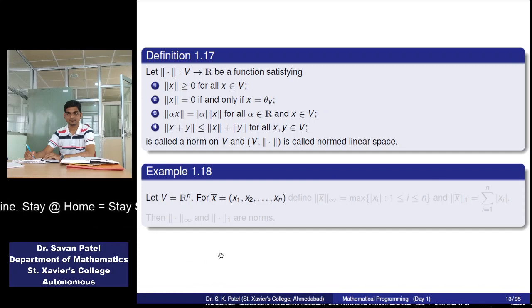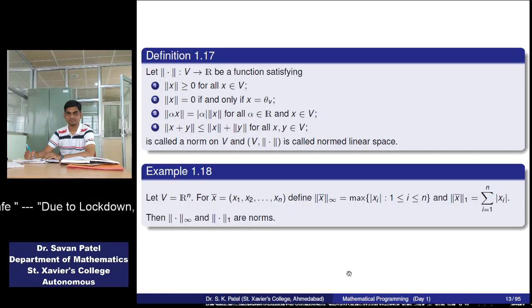Let's see an example. V is Rn and x is x1 up to xn. Then define the sup norm, which is the maximum of mod xi. And another one, the norm x1, is defined as the summation of mod xi, i equals 1 to n. You can prove that these two are norms on Rn.